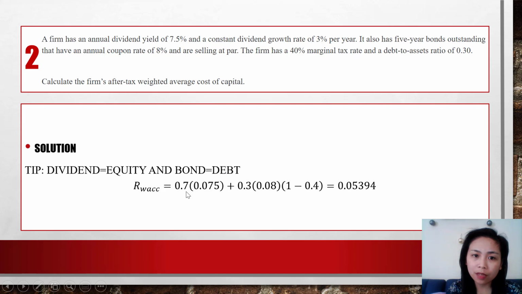So we got 0.7 times RE, which is 0.075, plus 0.3 times 0.08 times 1 minus 0.4, which is 0.05394. So 5.4% is the weighted average cost of capital.